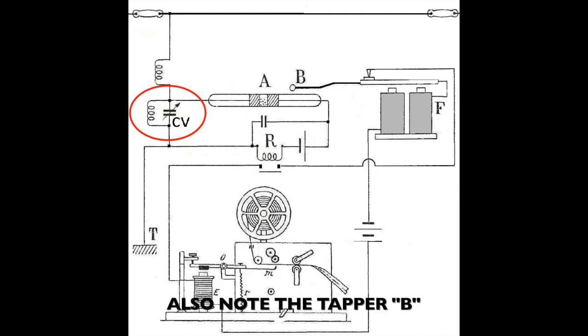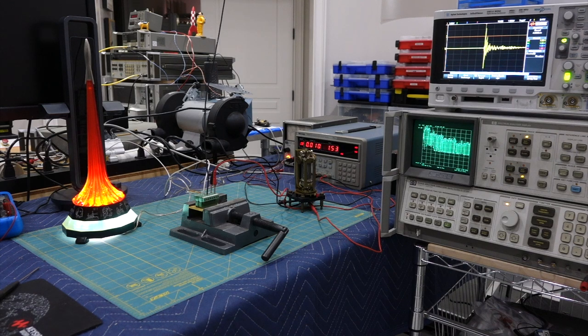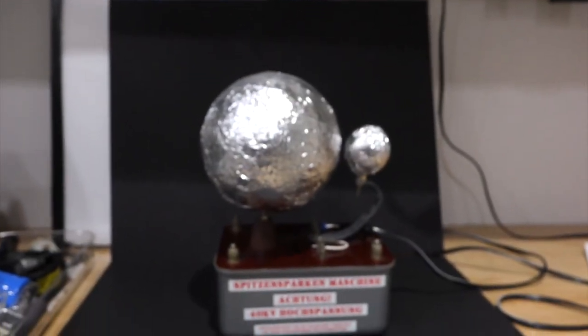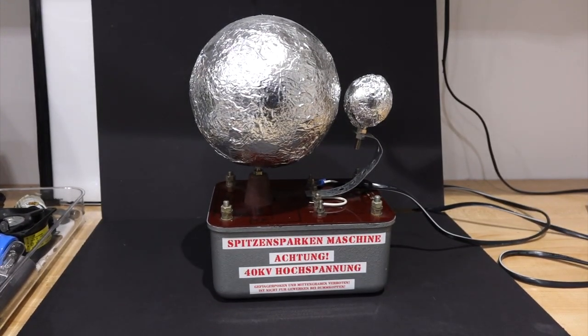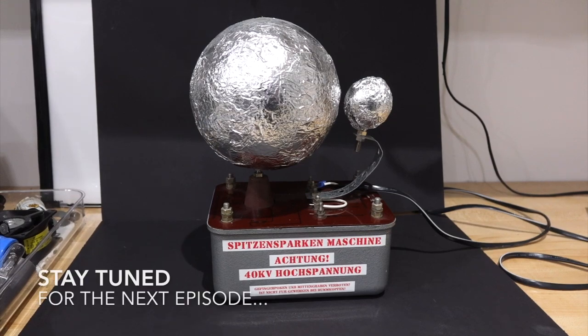And then radio was born, and pretty soon Marconi was able to transmit over the channel in simple Morse. That's how radio started, with coherers and the spark gap transmitter, or aptly named Spitzenspackenmaschine. Thanks for watching, and stay tuned for the next episode.